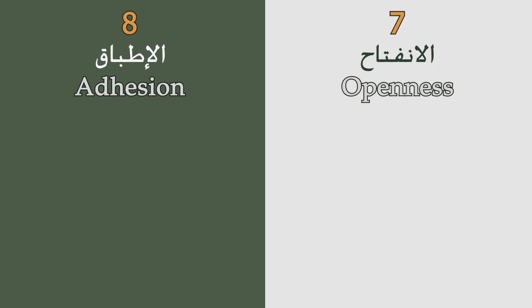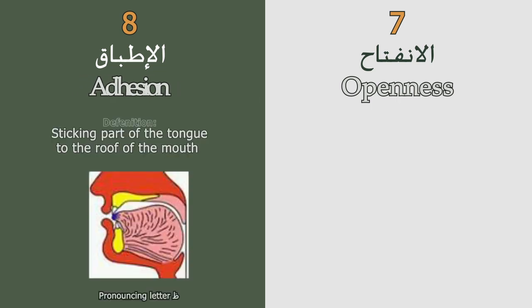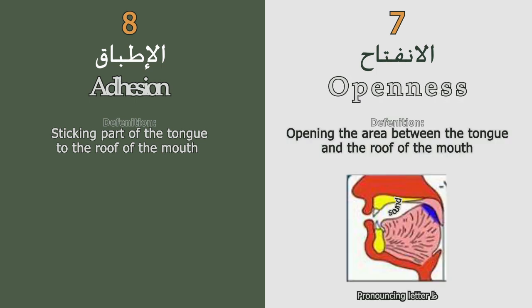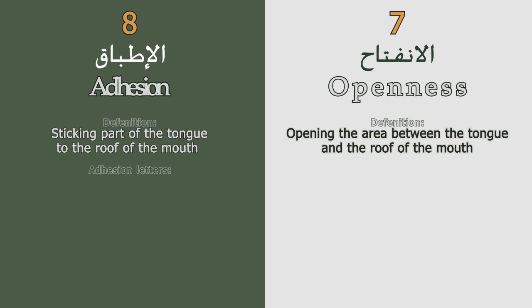Next is الانفتاح وضده الإطباق. Openness and its opposite is the adhesion. Adhesion is the adhesion of part of the tongue to the roof of the mouth and trapping the sound between them. Openness is opening the area between the tongue and the roof of the mouth so that the sound is not trapped between them when the letter is pronounced. Adhesion letters are Sad, Dad, Ta, and Za. And the remaining are openness letters.